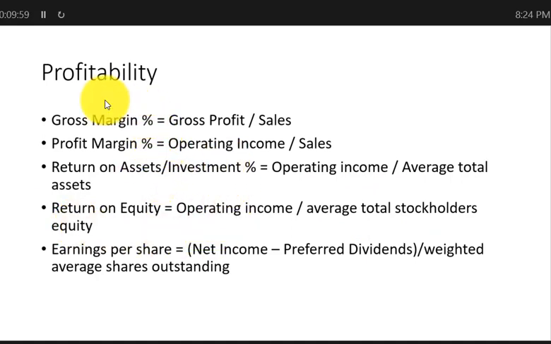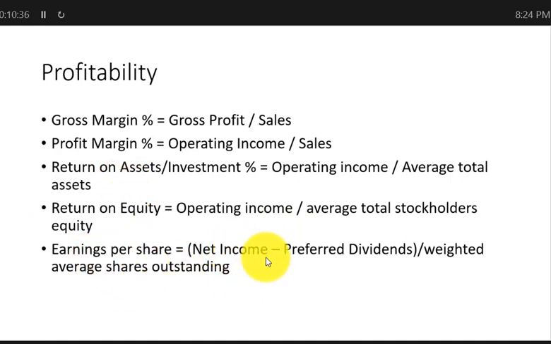So for these first two, you're using just income statement numbers. For these two, you're comparing income statement measures to balance sheet measures. These are all ones that you want to increase as much as possible. Obviously, you don't get a return on equity of 100% very often, but you're wanting it to be higher, right? You want to improve and get a higher return on these various measures.